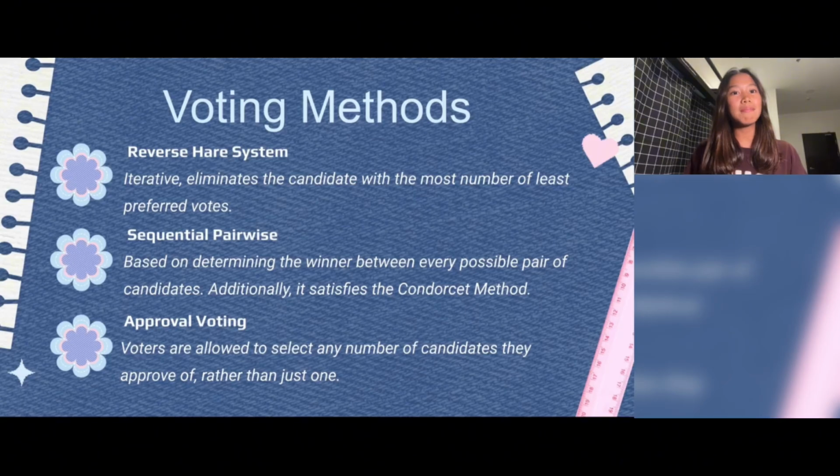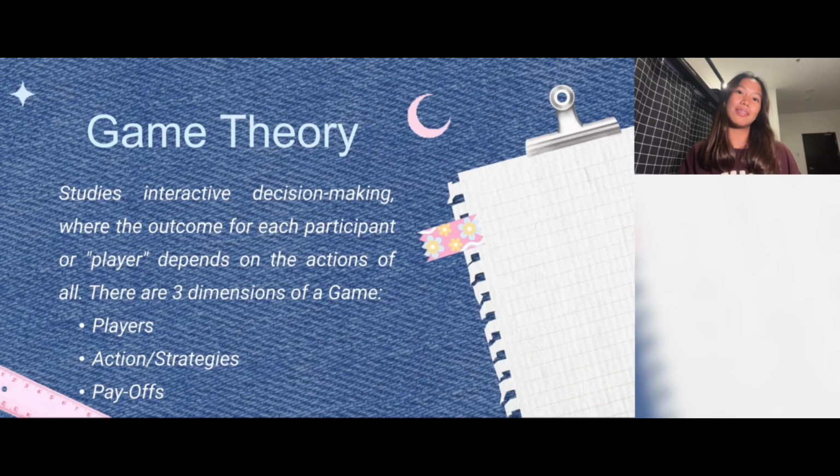Next, we move on to something that sounds a bit more competitive. Game theory. Game theory is the study of strategic interactions. That means each player's success depends not just on their own decisions, but also on the decisions of others. Every game has three core components: players, the decision makers; strategies or actions, the choices they can make; and payoffs, the outcomes or rewards they receive based on choices made.